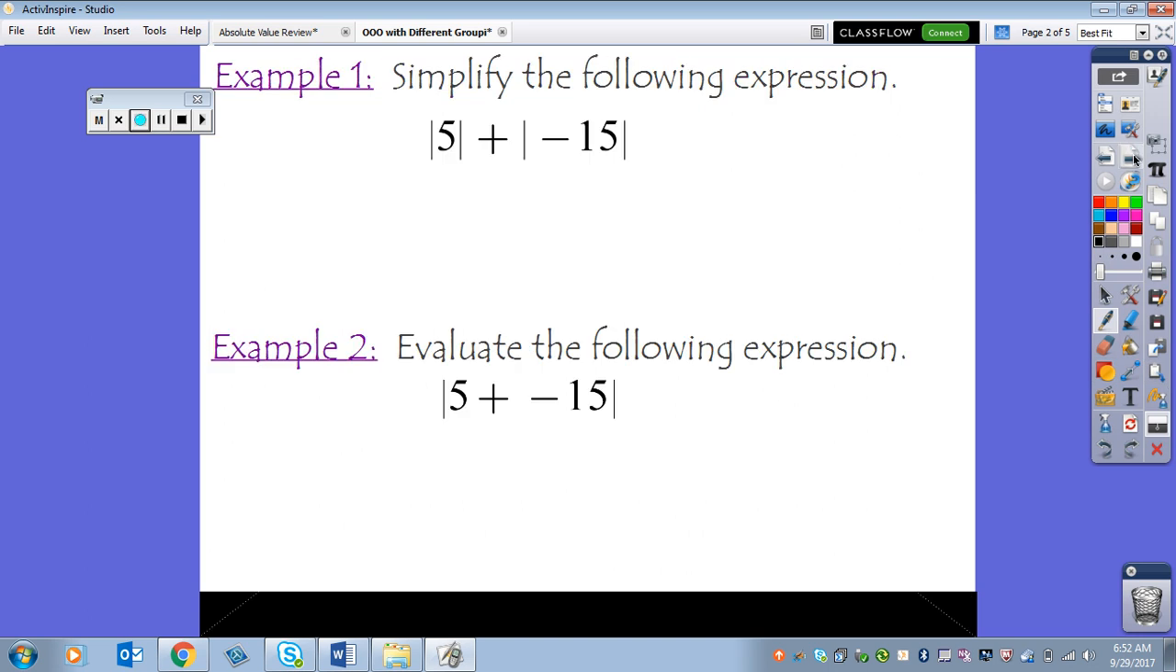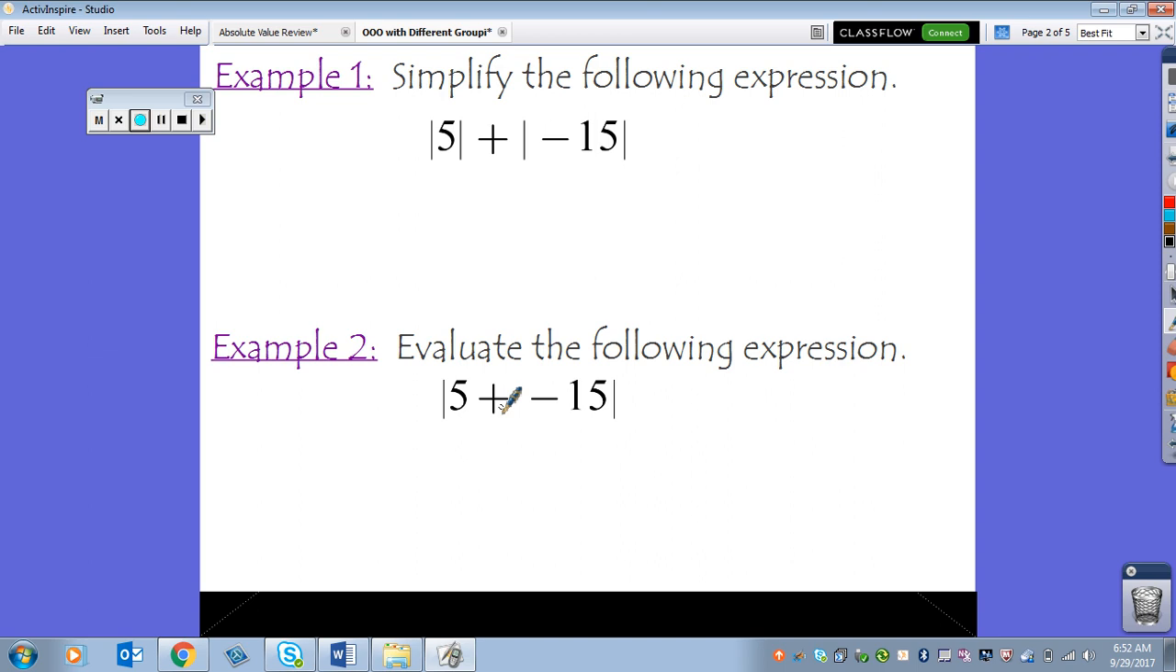First example is taking a look at the difference between 2 sets of absolute value bars with an operation between and 1 set of absolute value bars with the operation inside. So the example says simplify the following expression. Go ahead and write down the example, the directions, and then the problem.